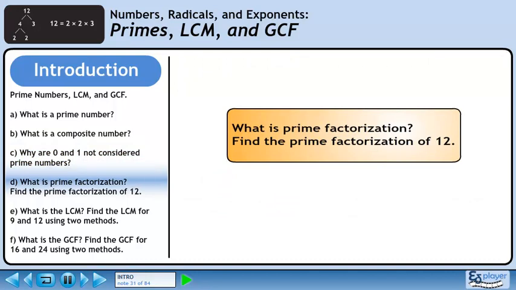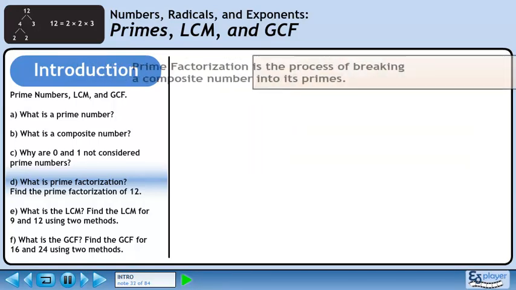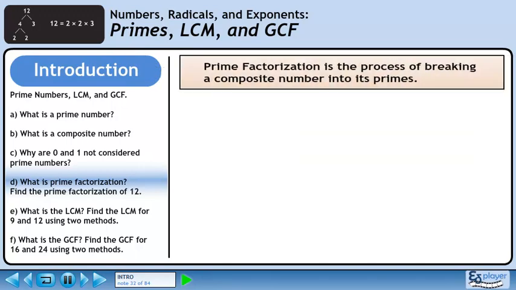Moving on to part D, what is prime factorization? Find the prime factorization of 12. Prime factorization is the process of breaking a composite number into its primes. We'll factor 12 by drawing out a factor tree.